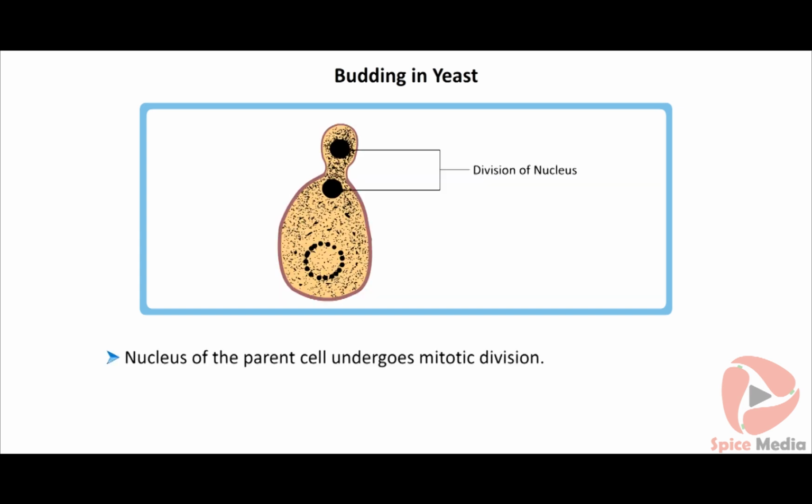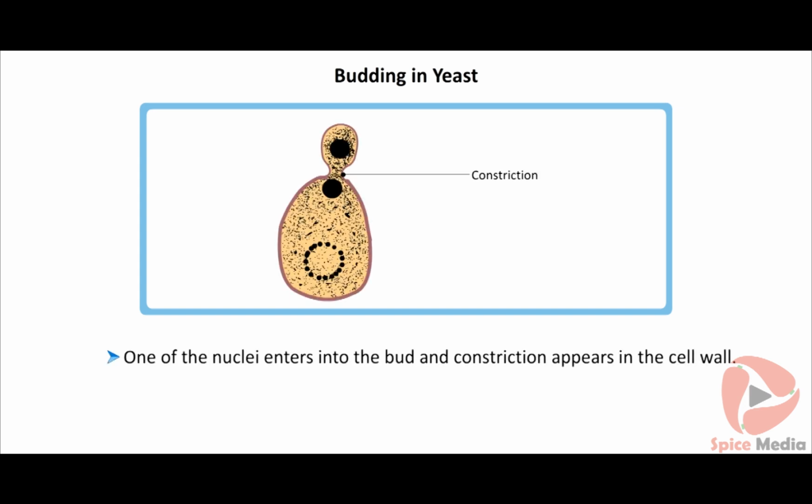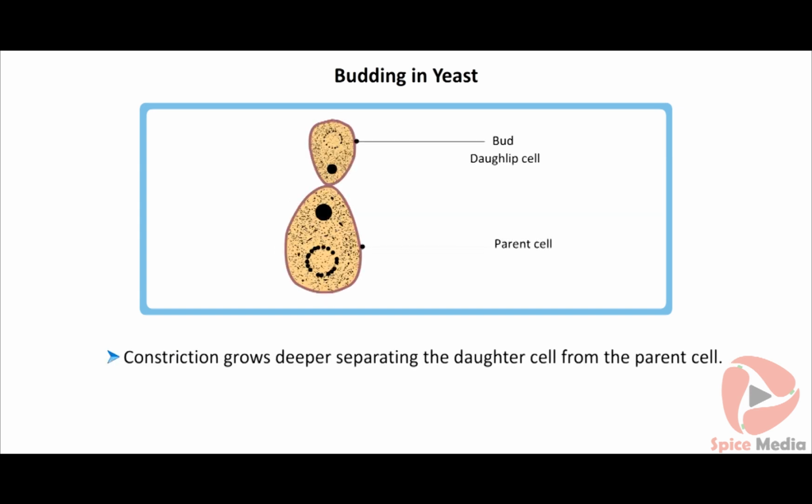Nucleus of the parent cell undergoes mitotic division and is divided into two equal halves. One of the nuclei will enter into the bud. A constriction starts to appear between the parent cell and the bud. The constriction grows deeper, and finally the bud pinches off into a daughter cell. The parent cell continues this process to produce a chain of buds, which can grow into new yeast cells.